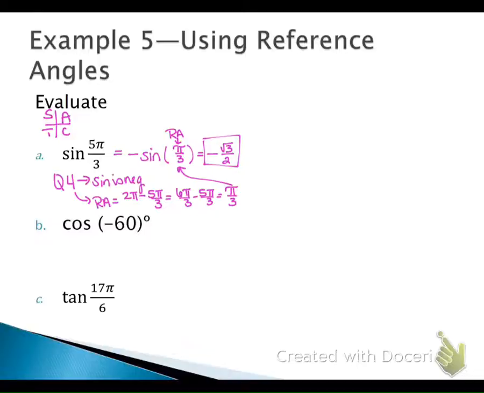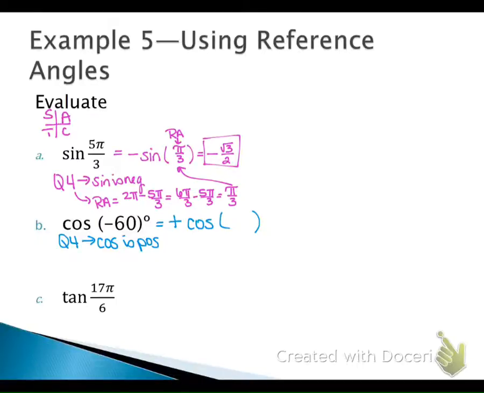All right, cosine of negative 60 degrees for B. Well, where is negative 60 degrees? Negative 60 degrees has to be in quadrant 4 because it's going down 60 degrees. And so what do we know about cosine in quadrant 4? We know that cosine is positive. So that means that I'm looking for the positive cosine of the reference angle for negative 60 degrees.